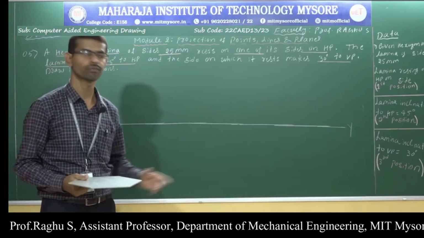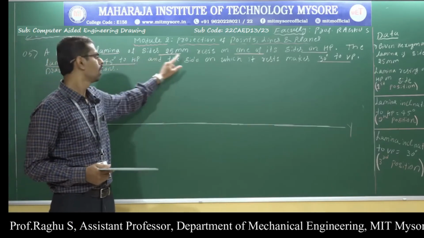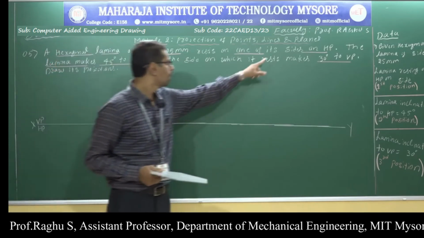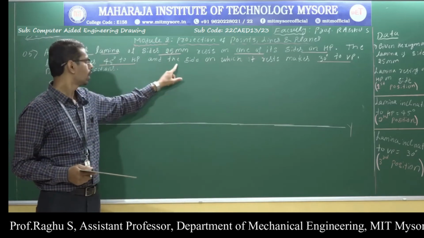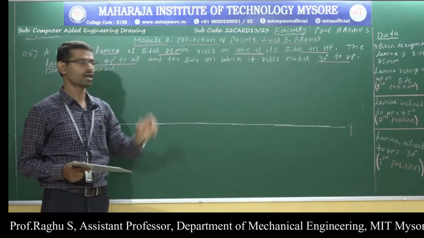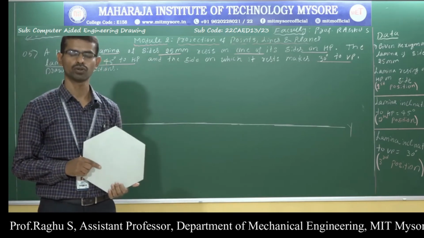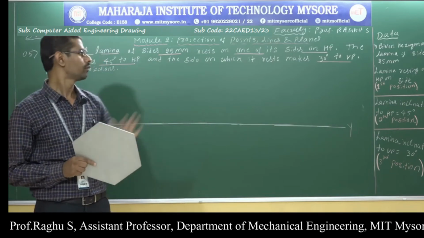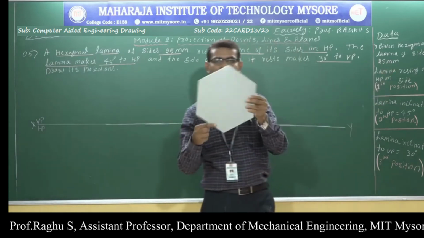So the next problem, a hexagonal lamina of side 25 mm rests on one of its side on HP. The lamina makes 45 degree to HP and the side on which it rests makes 30 degree to VP. Draw the projections of the hexagonal lamina. Okay, first write down the given data. So the given lamina is hexagon.